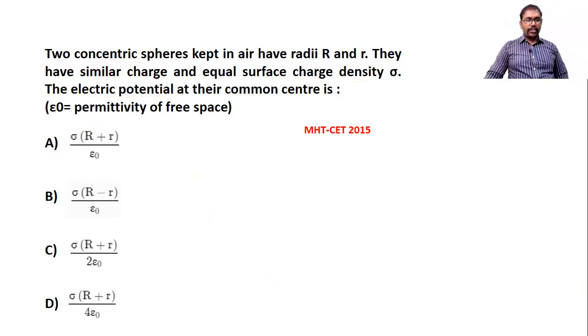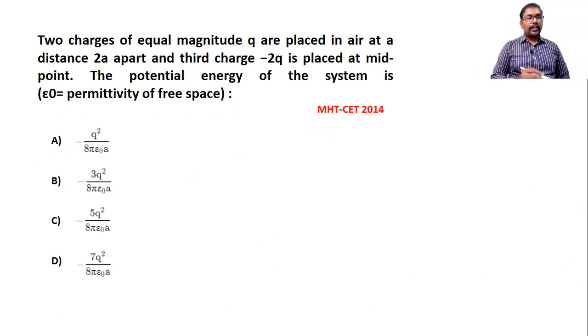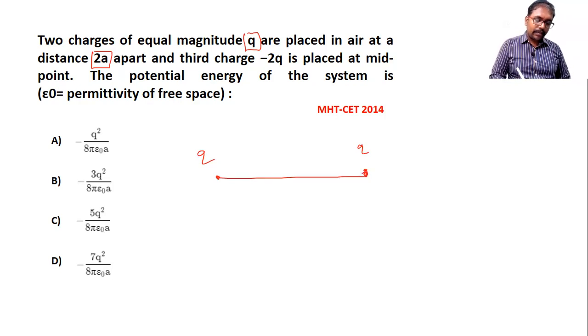Now let me move to the next question. Here you can see two charges of equal magnitude Q, both the charges having equal magnitude, placed in air at a distance 2a apart. Let me draw the diagram also. This is charge Q. This is another charge Q. And the distance between these two charges is 2a. I can mention the distance here, 2a. A third charge minus 2q is placed at the midpoint. So here at the midpoint is another charge minus 2q, which means this distance is a and this is a.